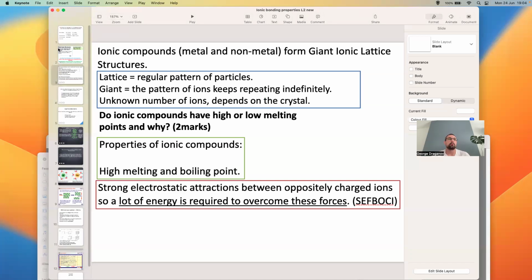All ionic compounds form this. So giant ionic lattice. So what do these words actually mean? Well, a lattice means a pattern. So it's a regular arrangement of particles. The word giant means that we don't know how many ions are present, but it's a very large amount. So the pattern keeps repeating indefinitely, and it'll depend on the crystal exactly how many ions you have. So these are crystal structures.